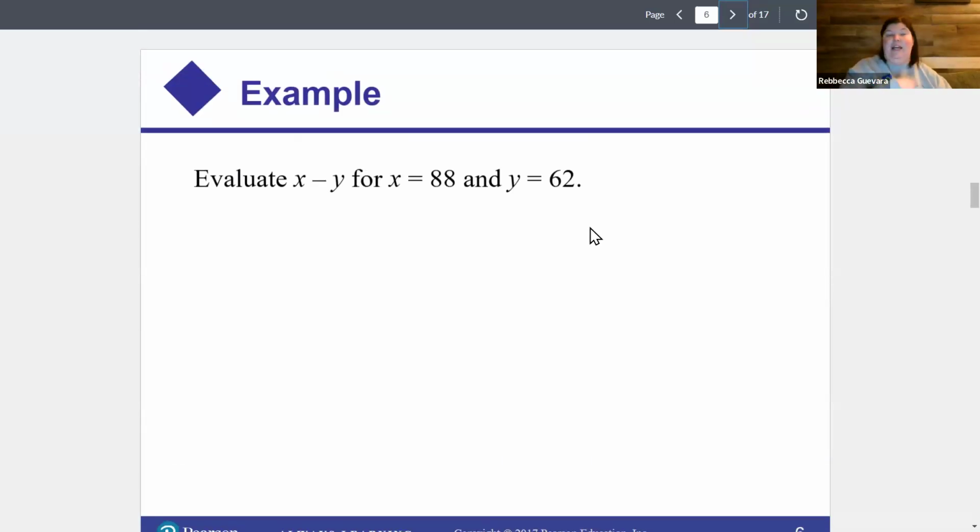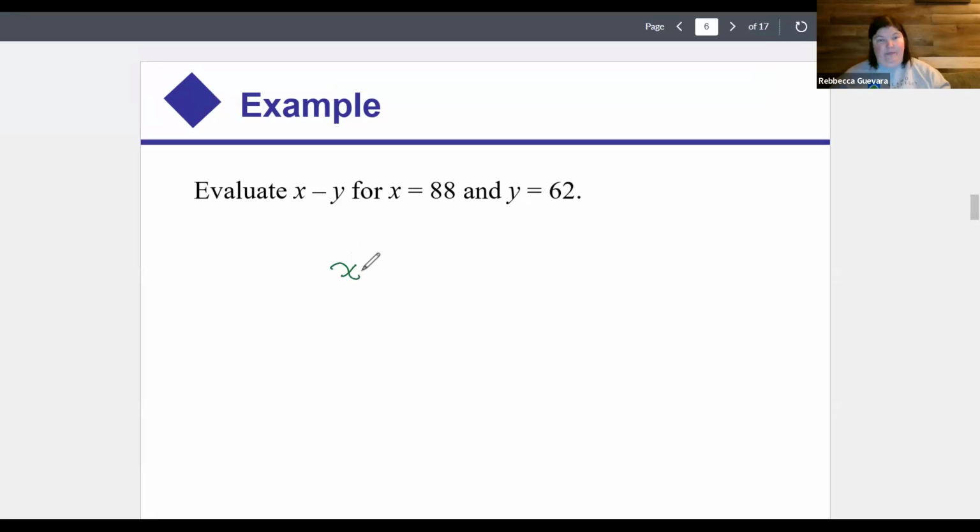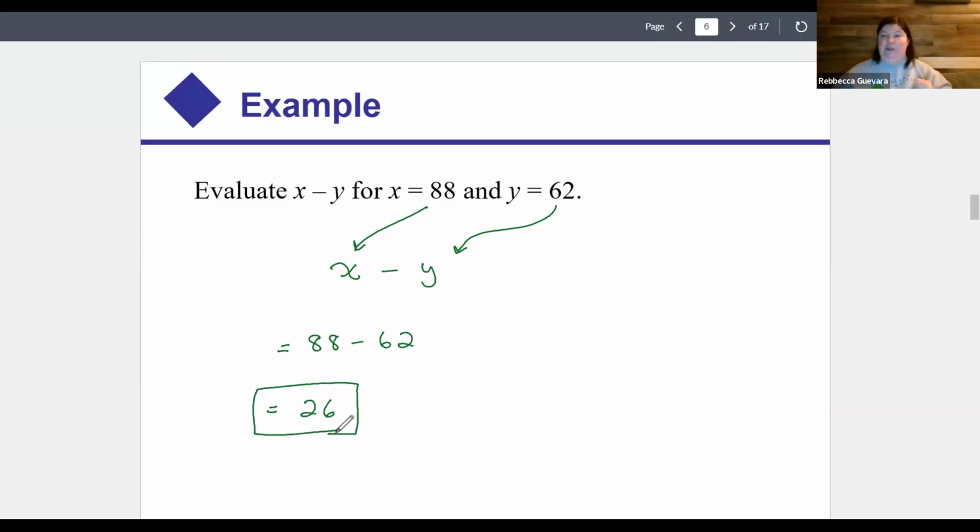So for an example, if I have x minus y, or I say I want to evaluate x minus y for x equal to 88 and y equal to 62. That's going to, 88 is going to replace that x, 62 is going to replace that y. So this is just 88 minus 62. And now by order of operations, this is just going to simplify to 26. So this is what we mean when we're talking about evaluating expressions.